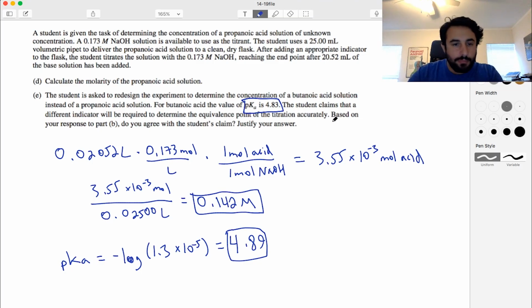And so the point is, we're going to disagree here. We're not going to need a different indicator because the pKa is almost the same. Whatever indicator is going to operate appropriately at that pH range for this titration is going to work just as well for butanoic acid too. So we're going to disagree with that, and this was an excellent long answer problem asking us about Bronsted-Lowry conjugate acid-base pairs, calculating Ka, doing a titration calculation. There's a lot going on with acid-base chemistry here. So this was a good one.